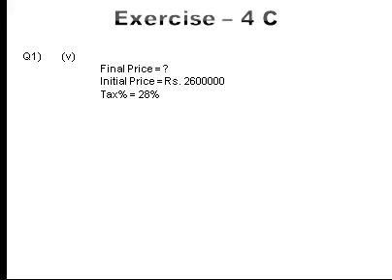Exercise 4C, question number 1, all the parts are the same. So we are going to do the last part of this question in the fair notebook. The rest of the parts are very similar, like I said, so you can attempt them in a rough notebook. In this particular question, we need to find the final price. The initial price is given to us and the tax percent is given to us.